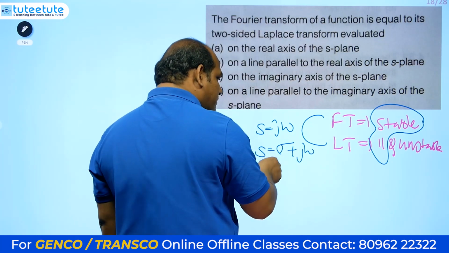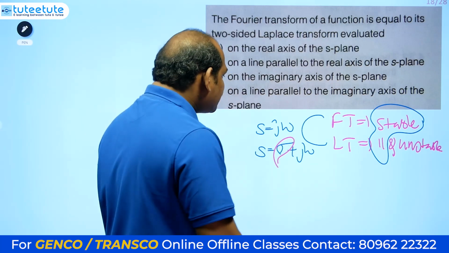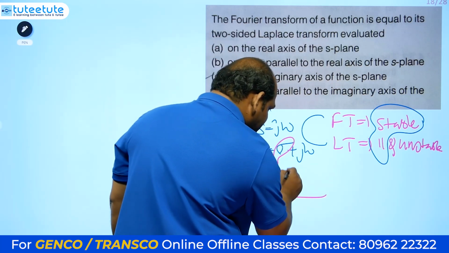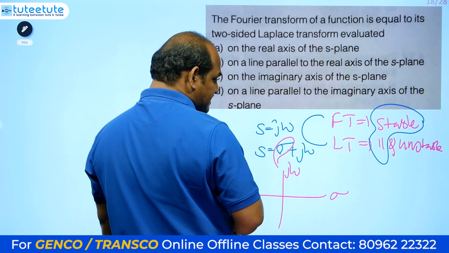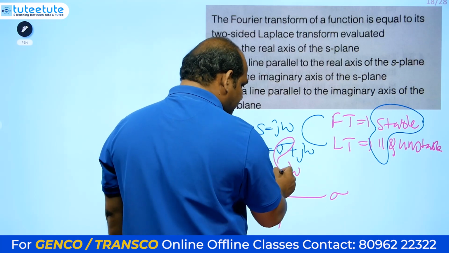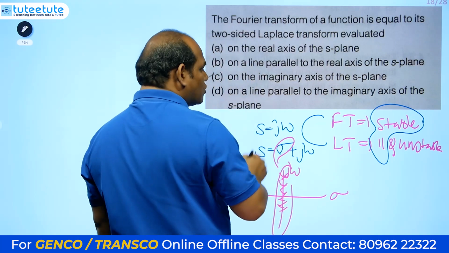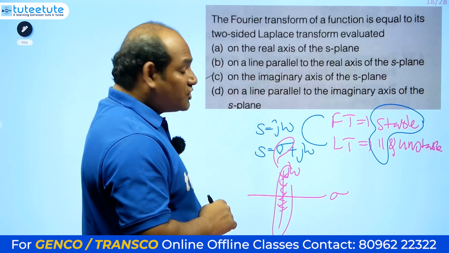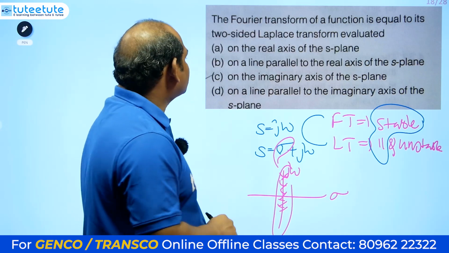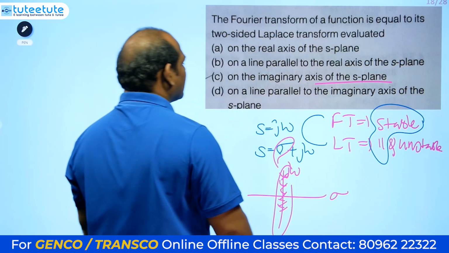That means you need to make sigma 0 in order for the Fourier transform to exist. Sigma 0 means it is available on the j omega axis only. Sigma is the real axis, and j omega is the imaginary axis. So making sigma 0 means you are talking about the imaginary axis. If the ROC includes this particular j omega axis, then we can tell the Fourier transform also exists. So on the imaginary axis of the s plane, that is the correct option.